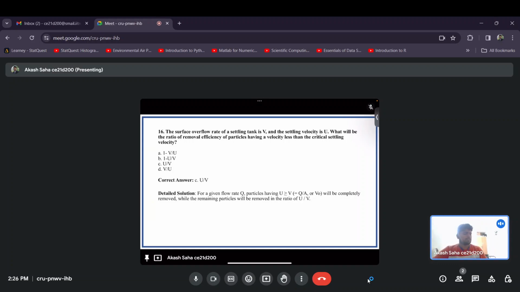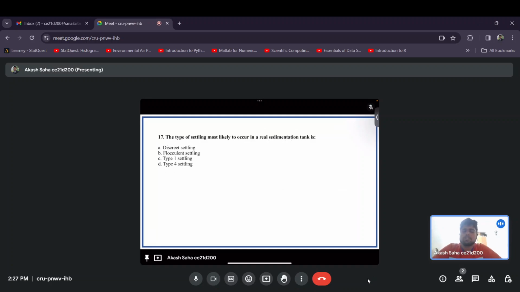So I hope you have understood this problem. Our next question: the type of settling most likely to occur in a real sedimentation tank is. So what kind of settling would we expect in a real sedimentation tank?